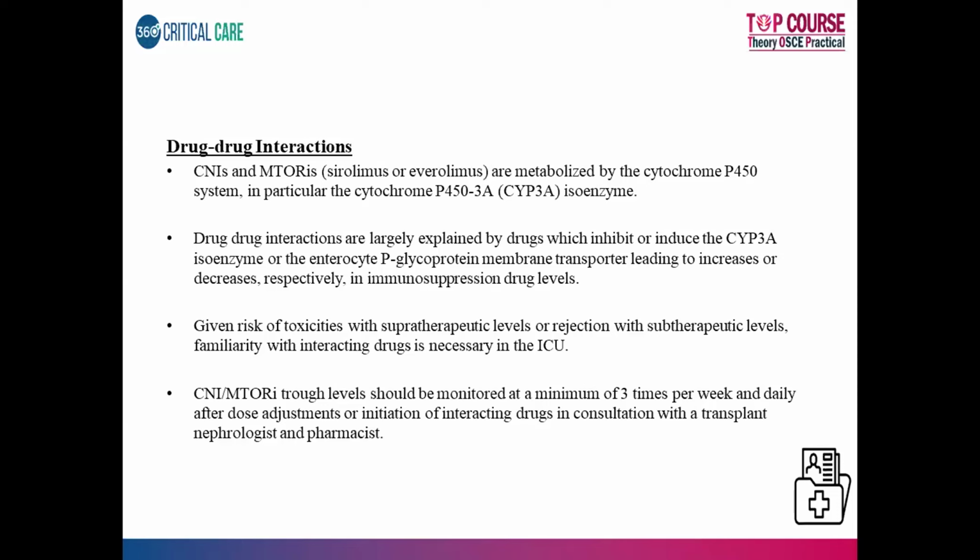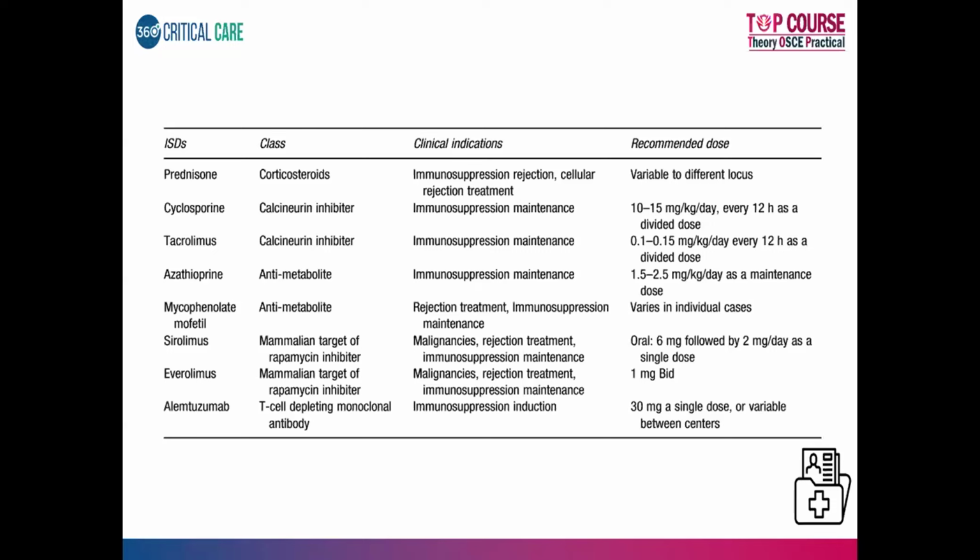So better is to measure the trough levels. For the CNIs and rapamycin inhibitors, you should monitor the trough levels. Ideally, it should be at least 3 times per week. And you have to measure it daily after you do some dose adjustment or if you're initiating any other drugs, like any other CYP3A inhibitors or inducers. So trough levels are very important.